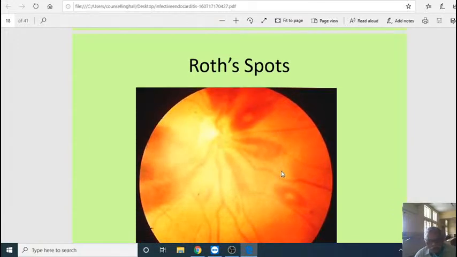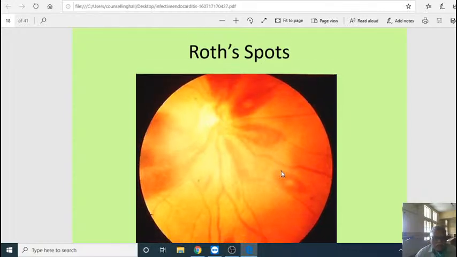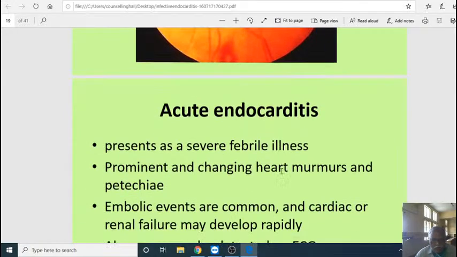The Roth spots are due to microemboli going to the retina and producing a blockage and a hemorrhage with a pale center, or an infarct with a pale center. Sometimes they are called boat-shaped hemorrhages with paleness in the center, called Roth spots.